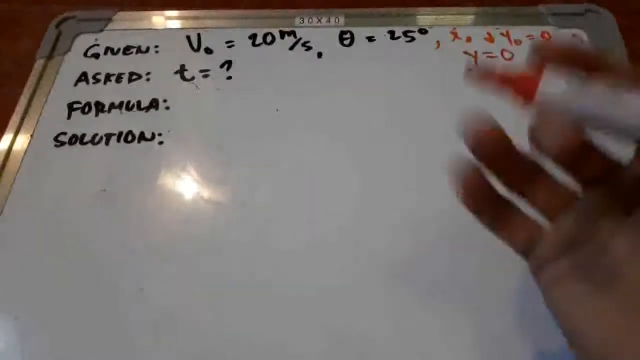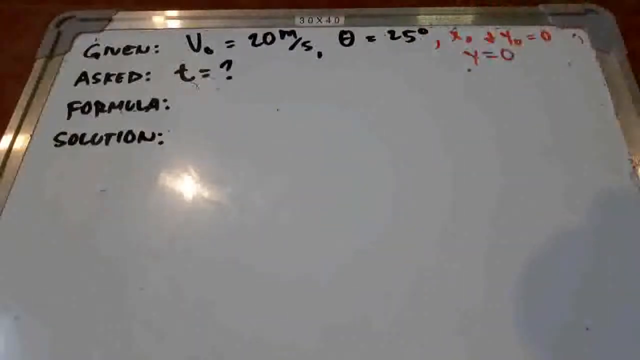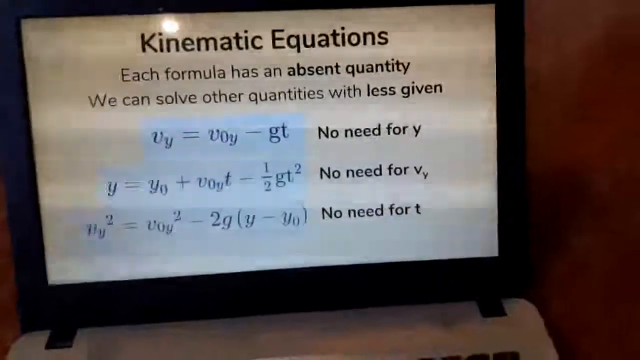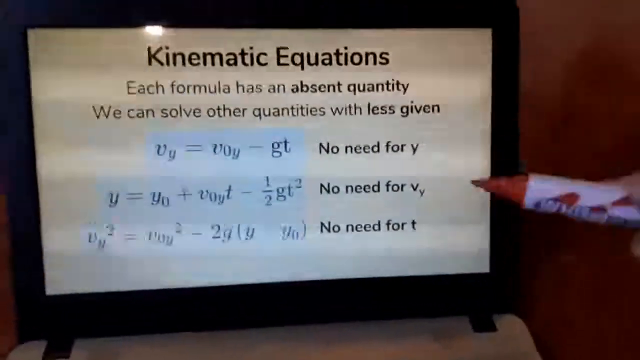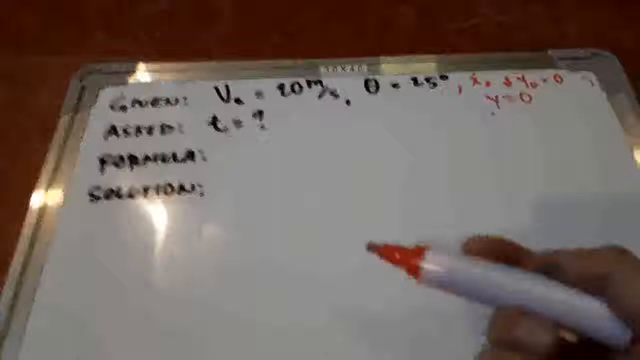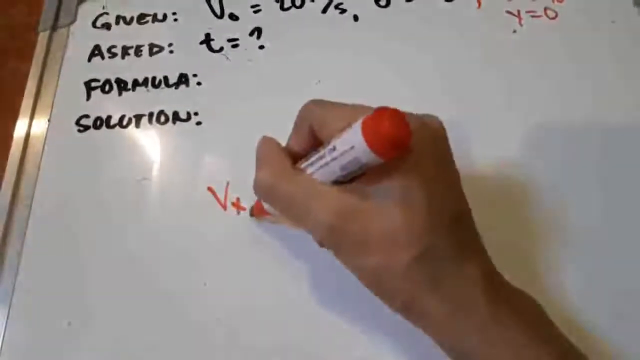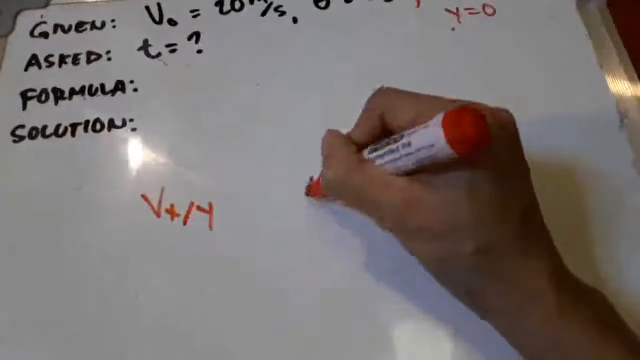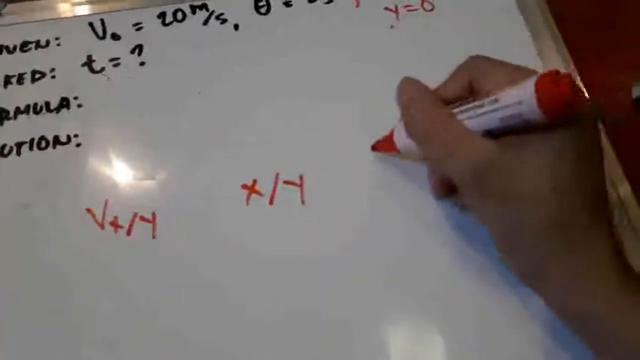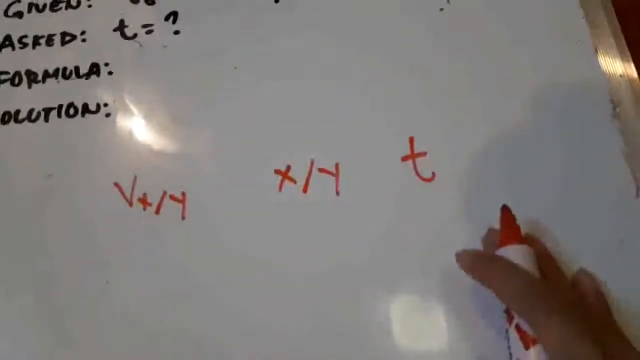we decide by what is absent in the problem. So again, our 3 kinematic equations are the following. The first one has no need for y, the second one has no need for vy, and the third one does not need t. So take note that those vy and y can also be substituted for x. So again, we're looking at if it needs vx or vy. Does it need range or height? And does it need time? Again, these 3 things will decide what formula we'll use.